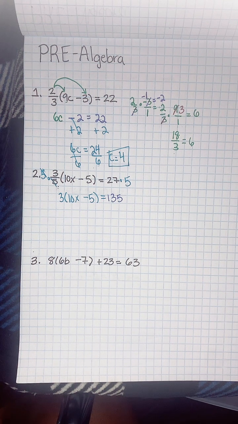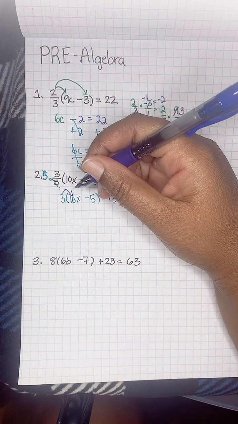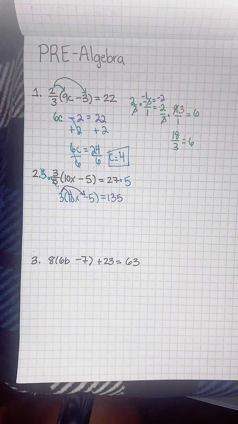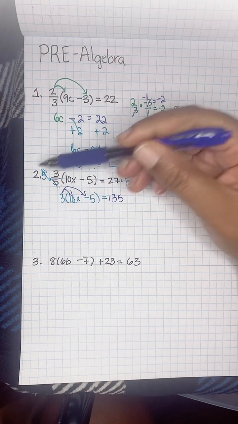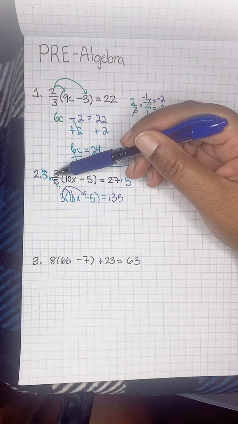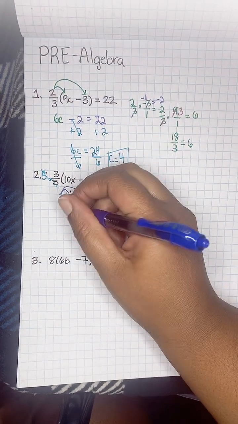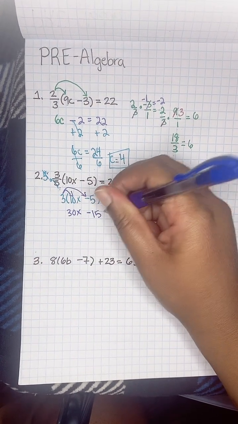So Kai said 30x minus 15. Good, you distributed here. Okay, you multiply by 5 because it's the denominator, right? Yes. So I multiply both sides by 5 because it's the denominator that we wanted to cancel out and just leave the 3. So 3 times 10 is 30x. Good. And 3 times 5 is negative 15.